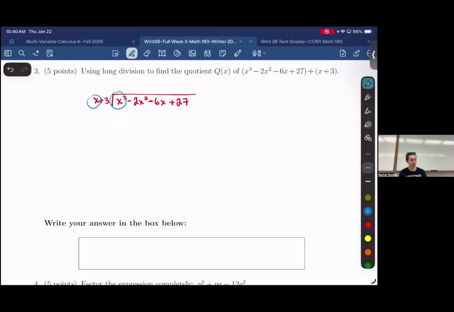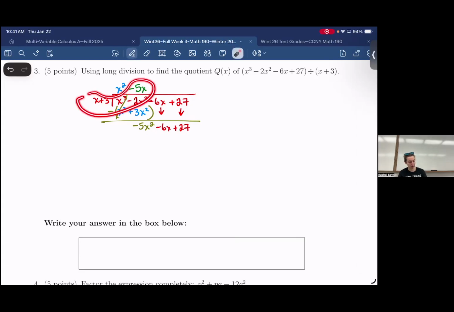So x times what gives you x to the third? Good. Now we take the product and we get x to the third plus 3x squared. If we did it correctly, the first terms will cancel out. -2x squared minus 3x squared is a -5x squared. And then we go ahead and bring everything else down and repeat the process. So x times what gives us -5x squared? -5x. Take the product.